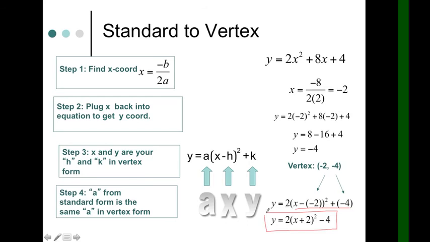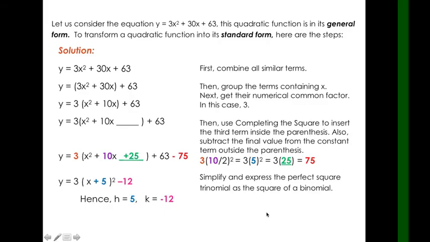Okay, so that's it for this particular example. Let us consider the equation y equals 3x squared plus 30x plus 63. The quadratic function is in general form. To transform the quadratic function into vertex form, here are the steps. First, combine all similar terms. So we have 3x squared plus 30x plus 63.